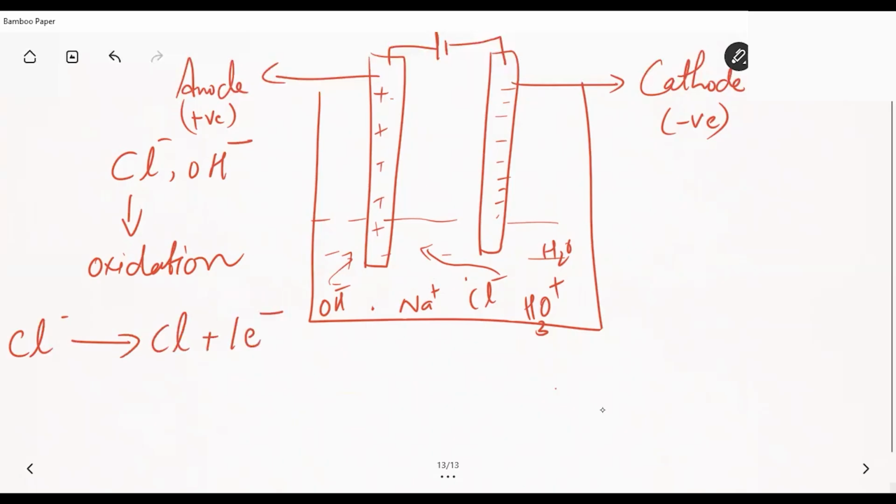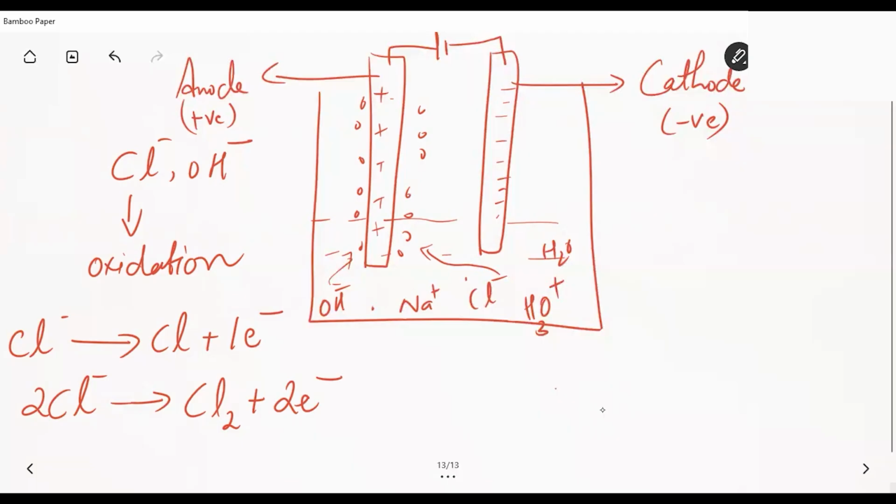Cl minus will lose its one electron and become Cl. Again, we have to balance this to make it Cl2. We have to take 2 Cl minus and it will become Cl2 plus 2 electrons. Same reaction. So you can see after the reaction, chlorine gas bubbles will be coming at the anode, similar to molten sodium chloride.